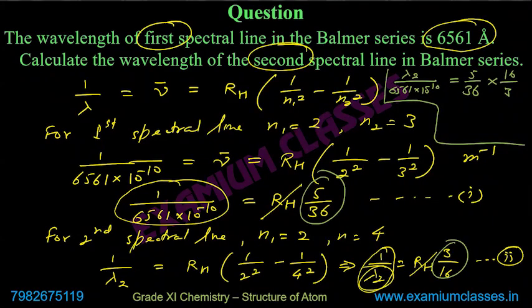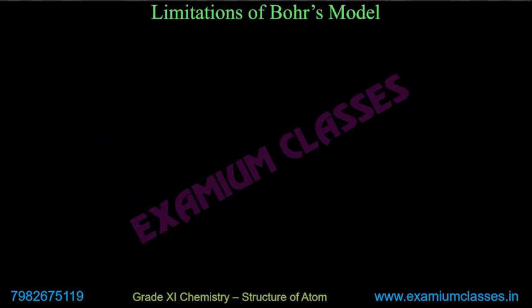You can solve it now and get the value of lambda 2. When you solve, you will get lambda 2 as 4860 angstrom. Now we need to consider limitations of Bohr model, why it failed. Having said that it failed, it is still used for explaining color in the compounds.